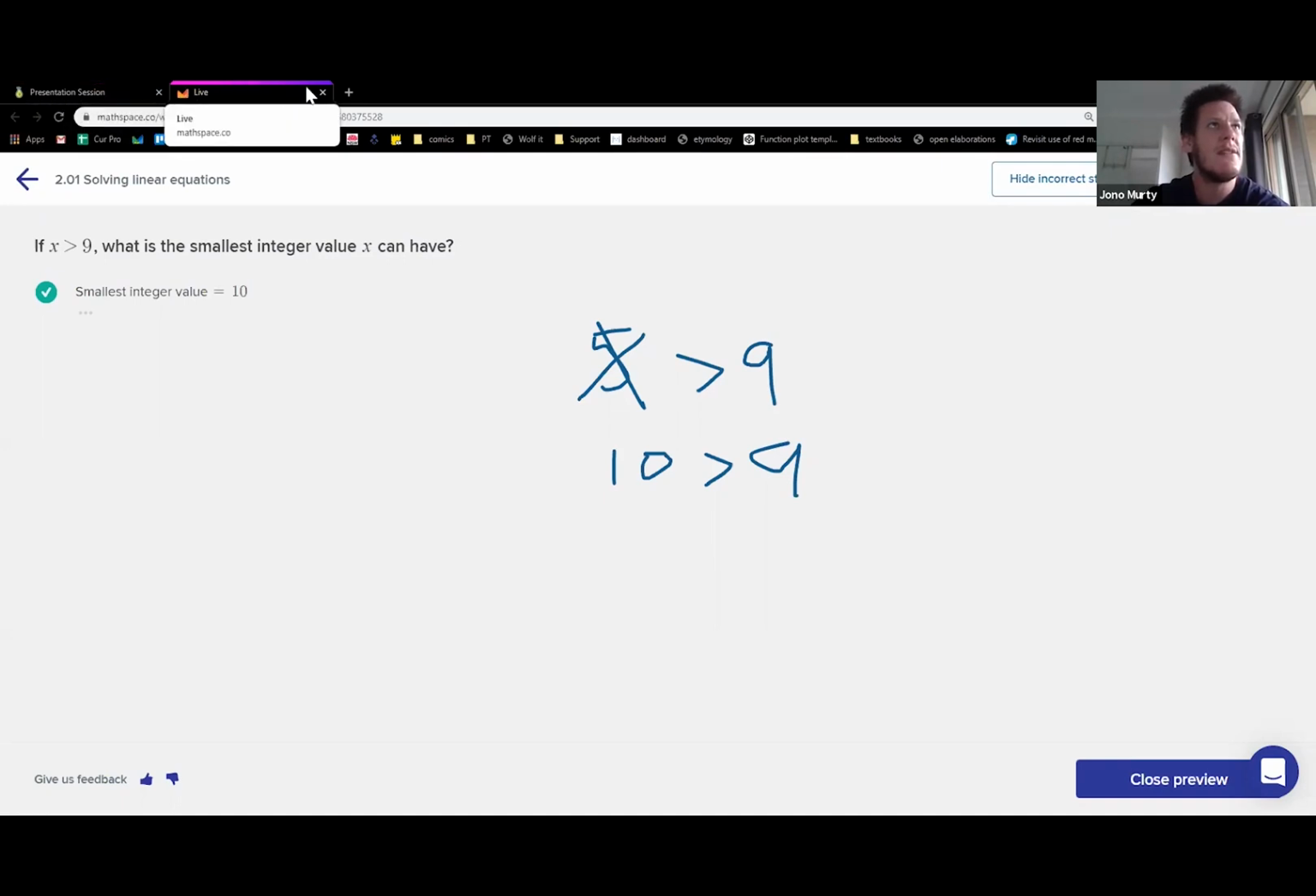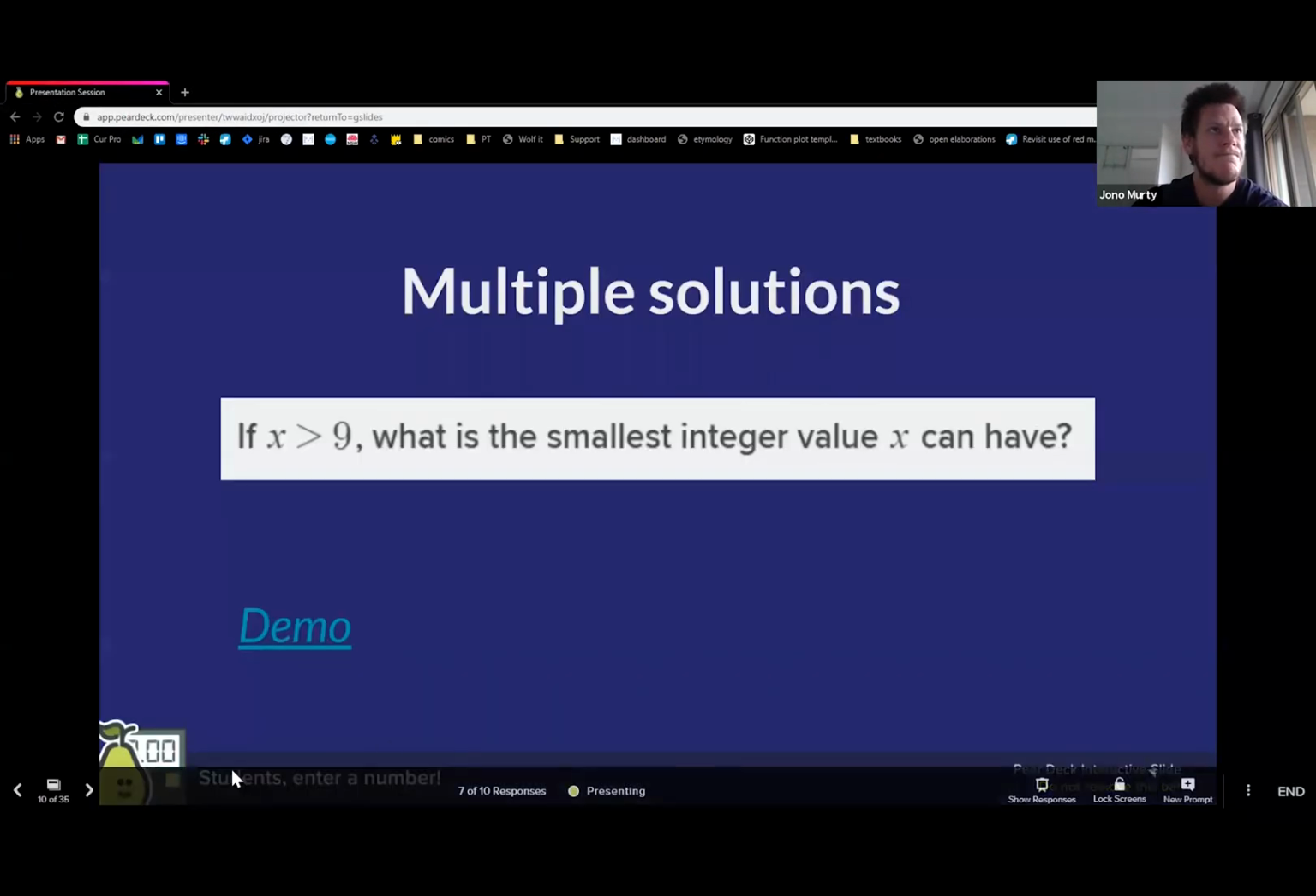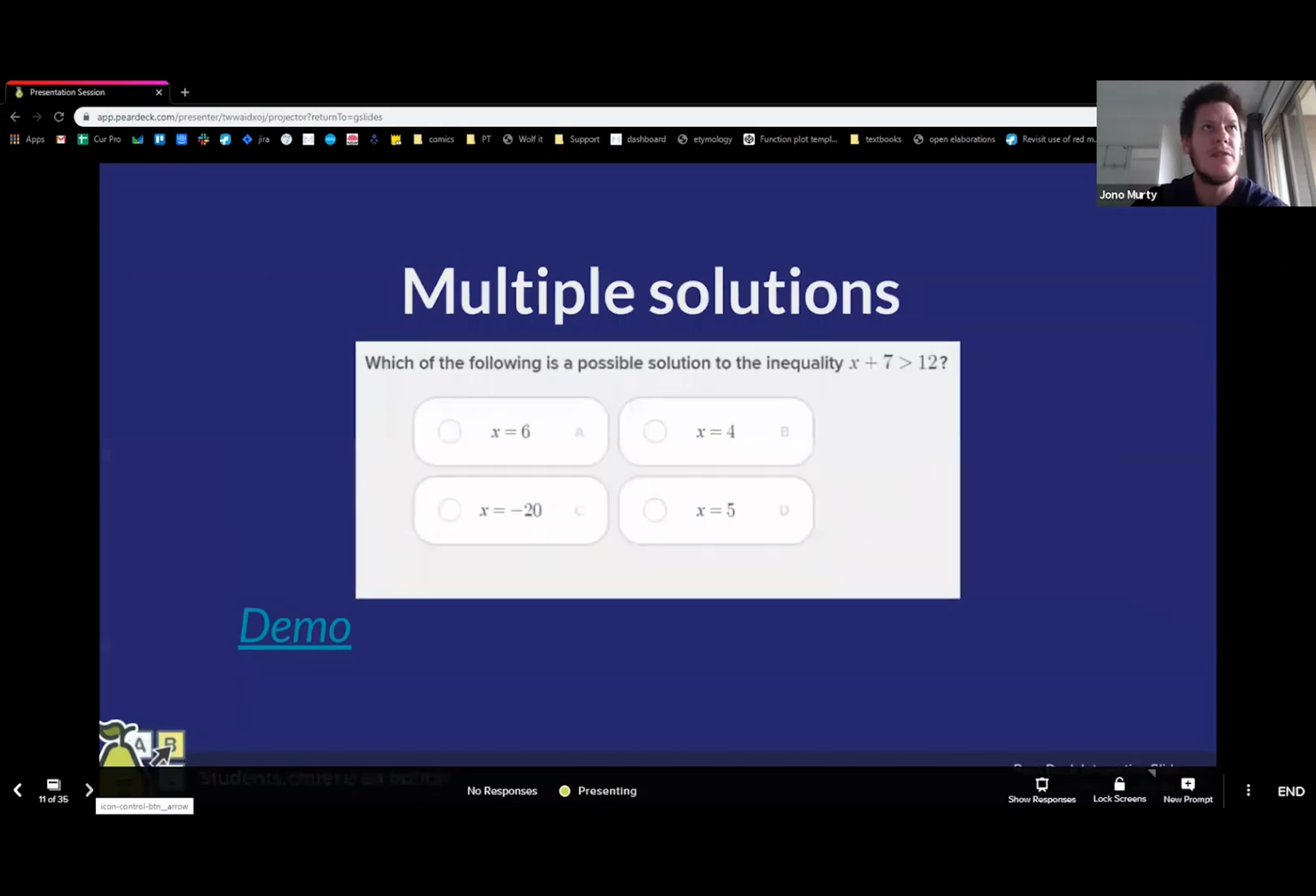Let's go back to there. Moving on. Okay. Now, this one, only one of these answers is correct. There are many, or an infinite number of answers. Only one of these ones is correct. So which of the following is a possible solution to the inequality x plus 7 is greater than 12?